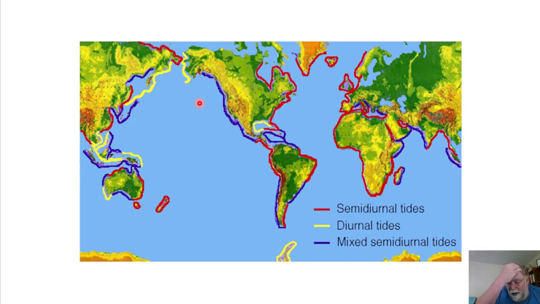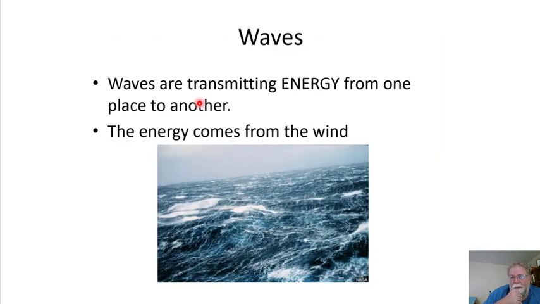Okay, so let's think a little bit about waves. So the first thing we want to get is that waves are transmitting energy from one place to another, not water. The water in a wave is going to go in a circle. It's going to end up right back where it starts. Waves in the open ocean don't move water. They move energy, and that energy comes from the wind. This is really the wind, unless it's a tsunami, which is a totally different thing. But wind is what makes waves.